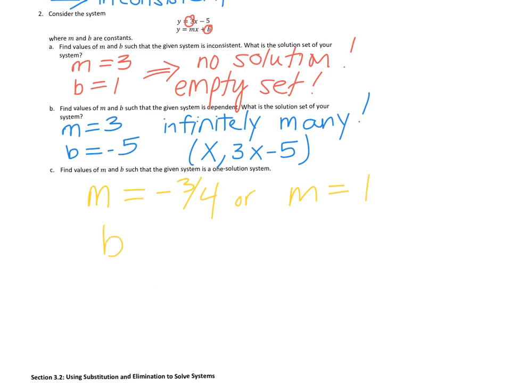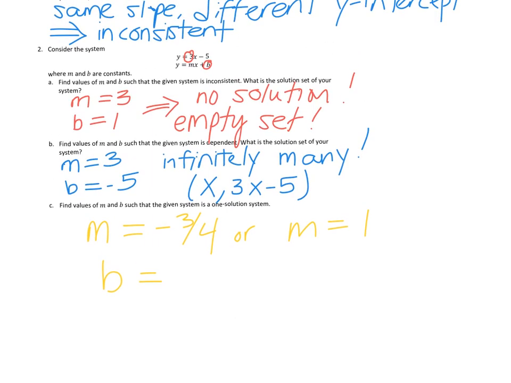And then b, again, infinitely many things to choose for b. You could actually even choose the same y-intercept. That's not a big deal at all. You can choose the y-intercept to be negative 5. You could choose the y-intercept to be 2. All right, the most important part is that your m is not 3, and then you're good to go.